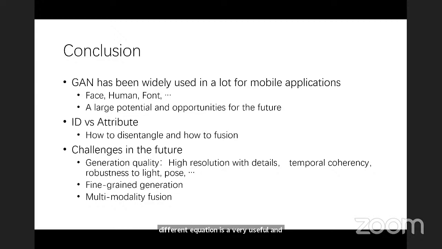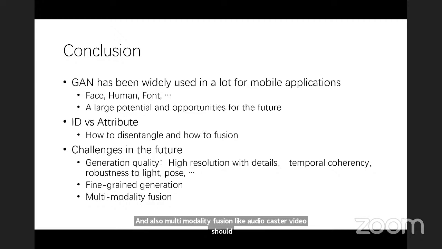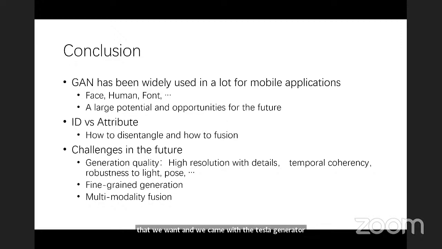Besides, fine-grained generation is also very important. If we can disentangle different attributes and generate specific feature attributes, it will be very interesting. And also, multimodality fusion like audio, text, video should be well explored, with promising applications in industry. For example, right now we have some kind of BERT algorithm. We can use text to describe the image that we want, and we can use the text to generate the final image. So actually, it's a very interesting application in industry.